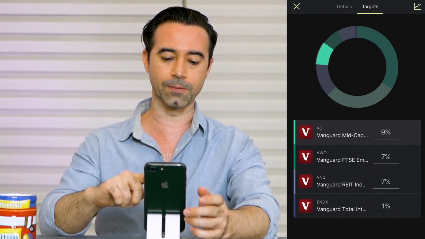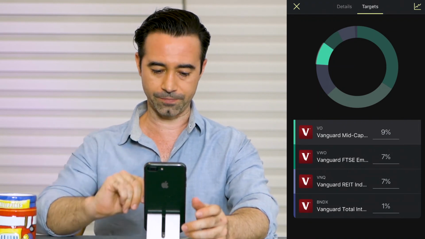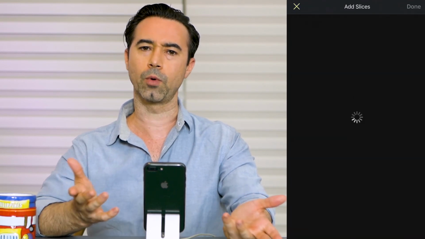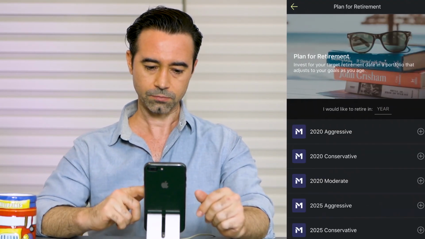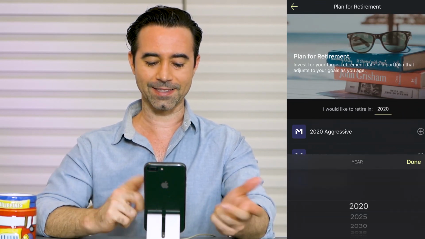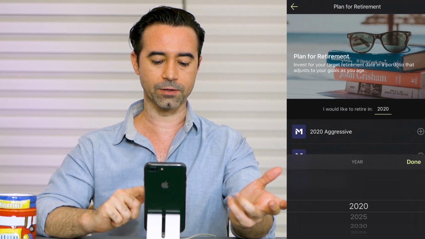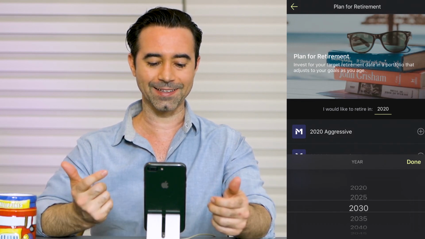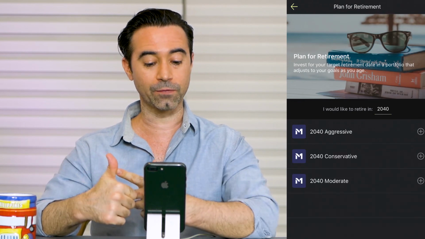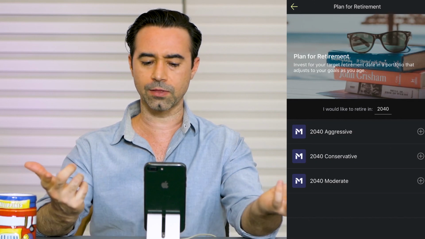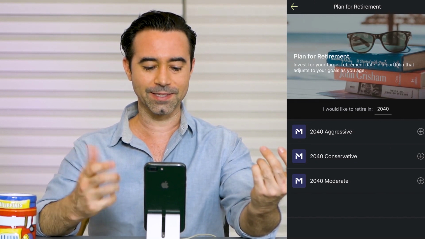So now let's go to the next one. You plan for retirement. Now what you can do is say, when do you want to retire? What year do you want to retire in? There are 2 options here. You can type it in, and let's say you want to retire in the year 2040, 20 years from now. You hit that, and it's going to show you an aggressive 2040, a conservative, or a moderate portfolio. Let's just hit the aggressive, and you'll see what's in here.